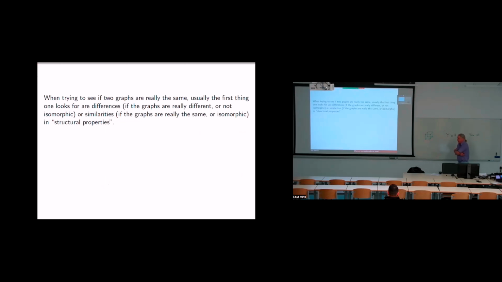Okay, if you're trying at home to tell if two graphs are really the same, what one looks for are differences in the graphs, if the graphs are really different or not isomorphic. Or if you think the graphs are isomorphic, you might look for similar features, or I'm going to call them structural properties. Now, there's an obvious question. If I'm going to call these things structural properties, what does that mean?